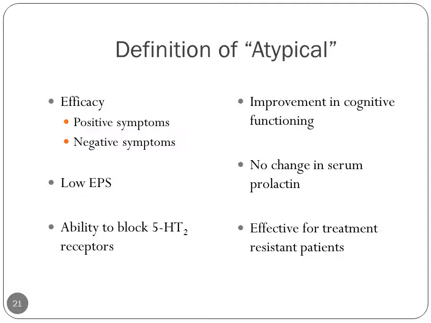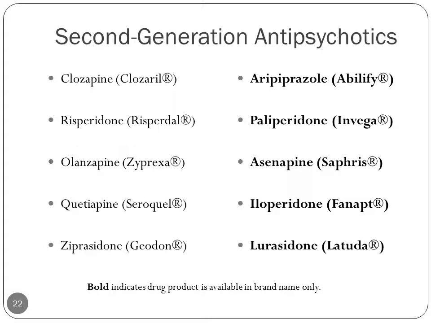Of our second-generation antipsychotics, only clozapine meets all of these criteria. We do have several second-generation antipsychotics available, and as you can see, several of them are available in brand name only, so they tend to be more expensive, and that's because those are our newer agents to the market. Asenapine, iloperidone, and lurasidone are the newest agents, so these are some that providers are just becoming a little bit more comfortable with.